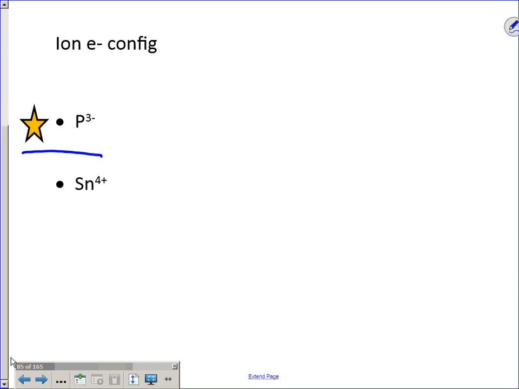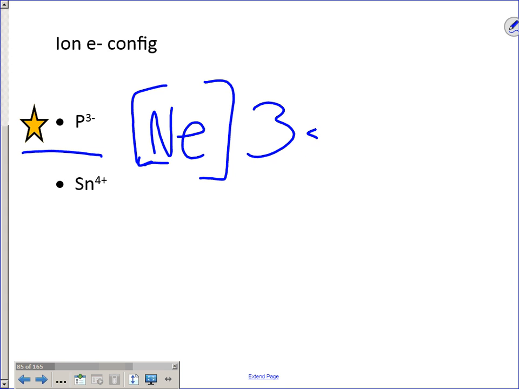Caroline's going to write the electron configuration on the board. Check yourself. Phosphorus is 15. I can either go back 1, 2, 3, 4, 5, because my electrons from phosphorus are 1, 2, 3. The end point has to be the noble gas. So you either go back or you go forward.